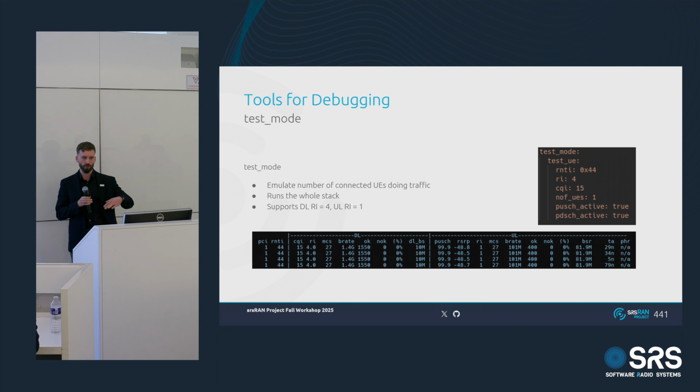So you just set up your configuration, you enable test mode, and with this configuration, the system will run basically. And if you have a look at the logs, you will see issues or not. So it's a good indicator before trying to attach a UE, for example. We support downlink rank indicator 4 and uplink rank indicator 1.